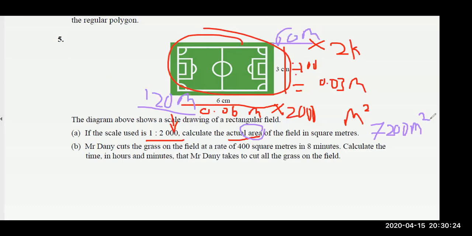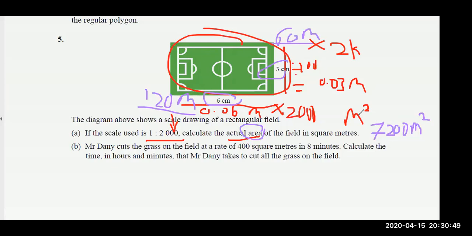So everyone can understand, make sure you multiply 2000 at the sides first, the 6 cm and 3 cm first. Now calculate the image of the area first.